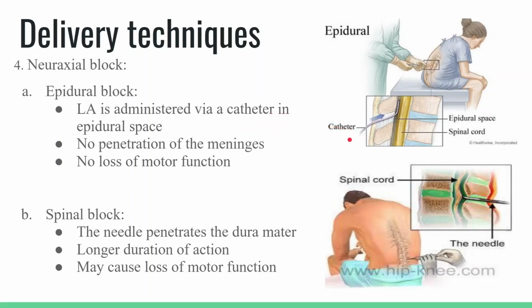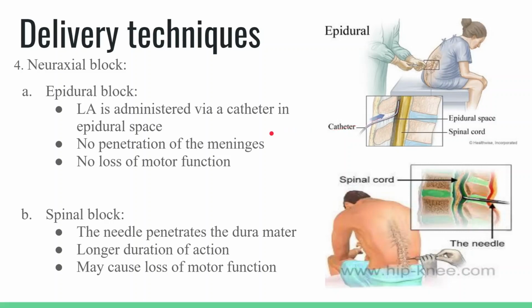As you can see, we are inserting a catheter which goes in the epidural space. As you can see here, this area is marked as the epidural space, and we are depositing the local anesthetic in that area. The local anesthetic doesn't come into contact with the spinal cord at all. There is no penetration of the meninges, there is no loss of motor function, there is only a certain level of anesthesia that is achieved with this kind of epidural block.